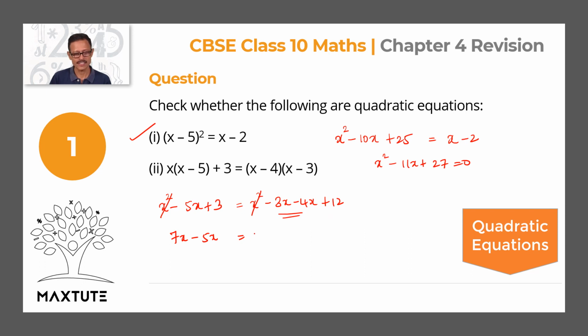I'll take the 3 to the right hand side. So I'll make it as 12 minus 3. Without bothering too much about it, you can leave it at this stage or you can complete it. It's going to be 2x is equal to 9. There is no x square term at all. Therefore, this is not a quadratic equation. LHS was quadratic, RHS was quadratic, but the combined one is not, whereas the first one is a quadratic equation.